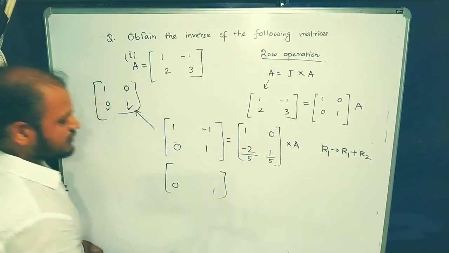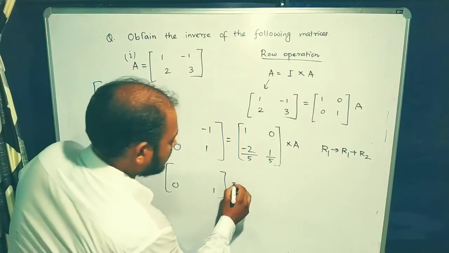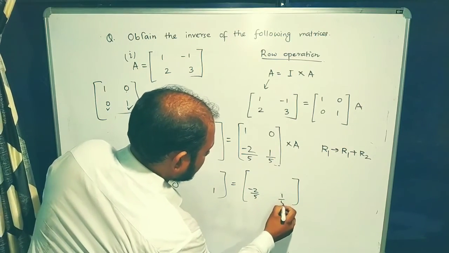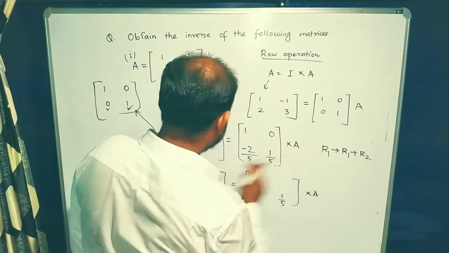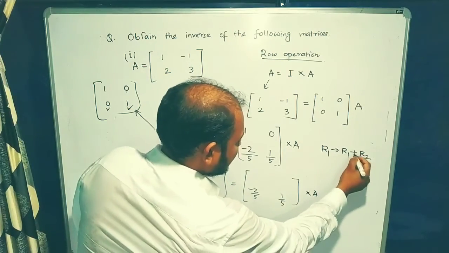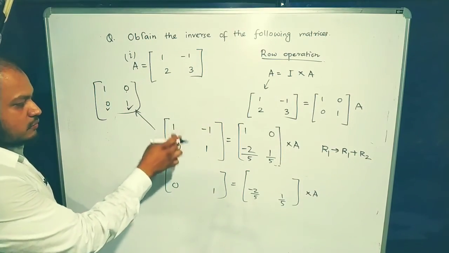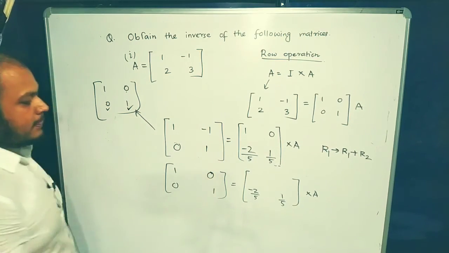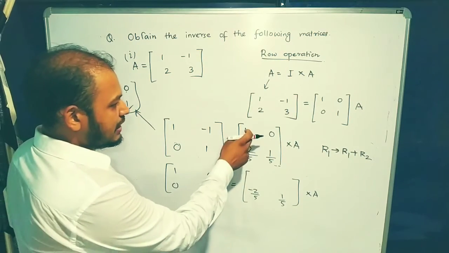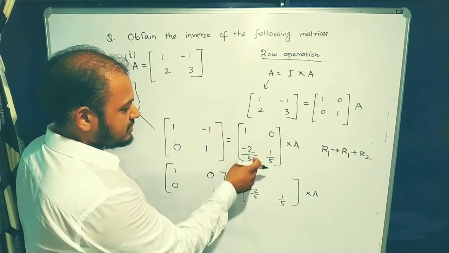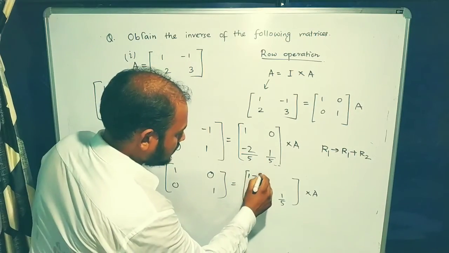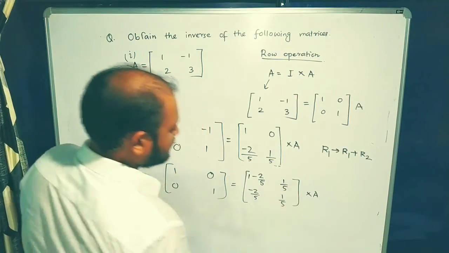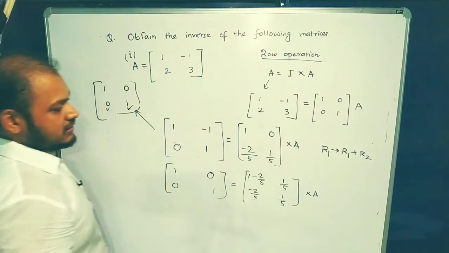The second row remains the same as 0, 1, right? The second row remains the same as minus 2 by 5, 1 by 5, multiplied by A. What happens to the first row in this case? The first row is getting added with the second row. First row plus second row: see, 1 plus 0 is 1 and minus 1 plus 1 will be 0. In a similar case, R1 plus R2, what is this plus this? That means 1 minus 2 by 5. And what is 0 plus 1 by 5? It is 1 by 5. And we put the result in the first row, right?